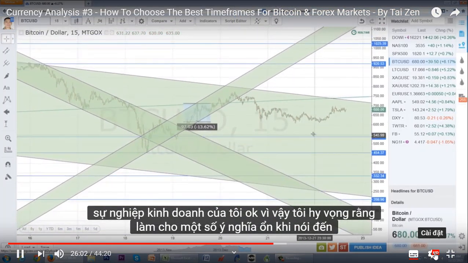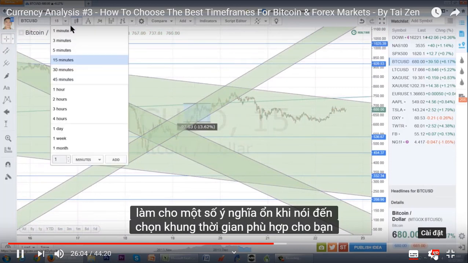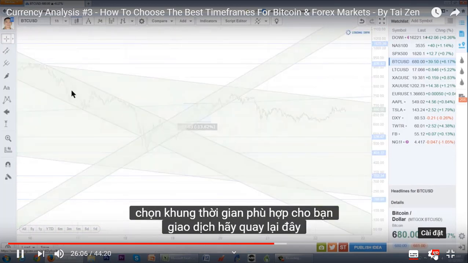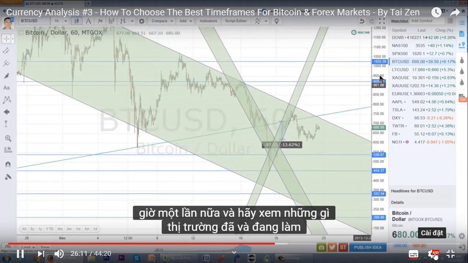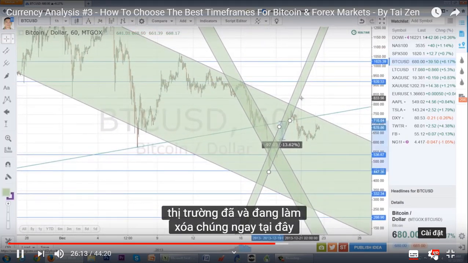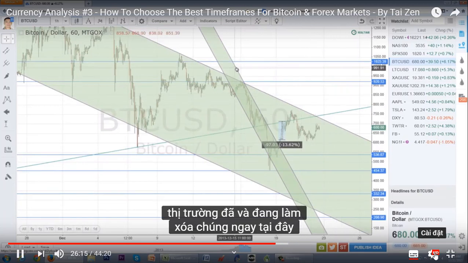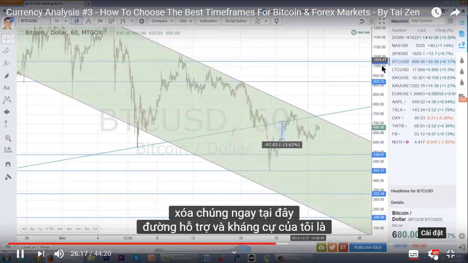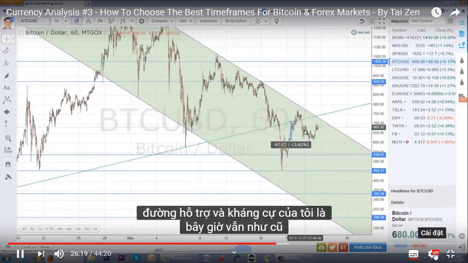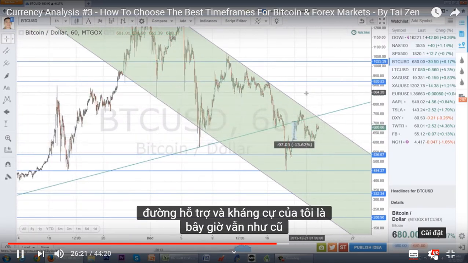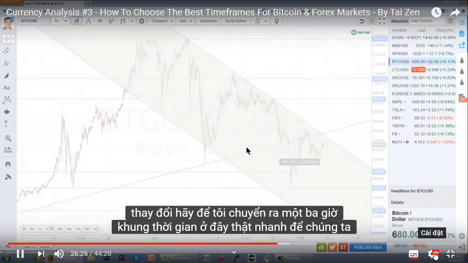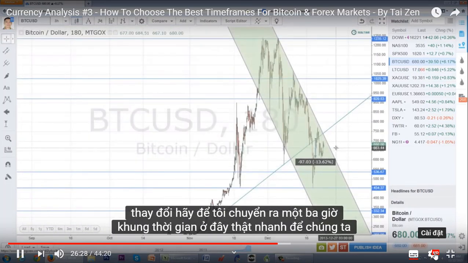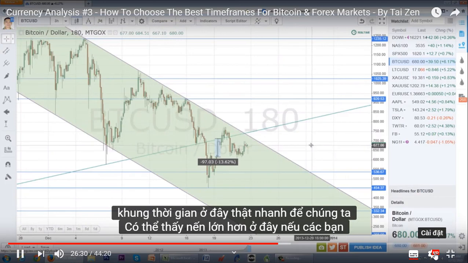When it comes to selecting the right time frame for your trading, let's go back here to the 1 hour again and take a look at what the market has been doing. I'm going to delete these right here real quick, guys. My support and resistance lines are going to remain the same. Nothing has changed. Let me move out to a 3 hour time frame here real quick so that we can see bigger candles.